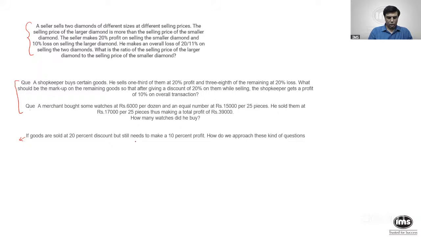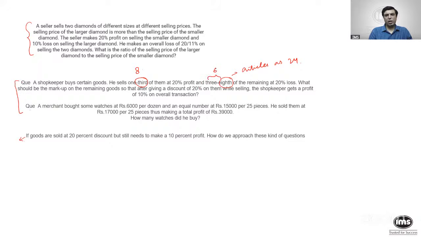Okay. So I'll just tell you the method maybe of solving one or two of these. Let's look at the profit and loss questions. A shopkeeper buys certain goods. He sells 1/3 of them at 20% profit and 3/8 of the remaining at 20% loss. Now, first thing you can see is 1/3 means we are dividing by 3 and 3/8 means we are dividing by 8. So take the initial number of articles as 24, LCM of 3 and 8, so that you don't have any fractions. So when he says 1/3 of them, that is 8 of them at 20% profit. 3 by 8 of the remaining 16 is 6 articles.